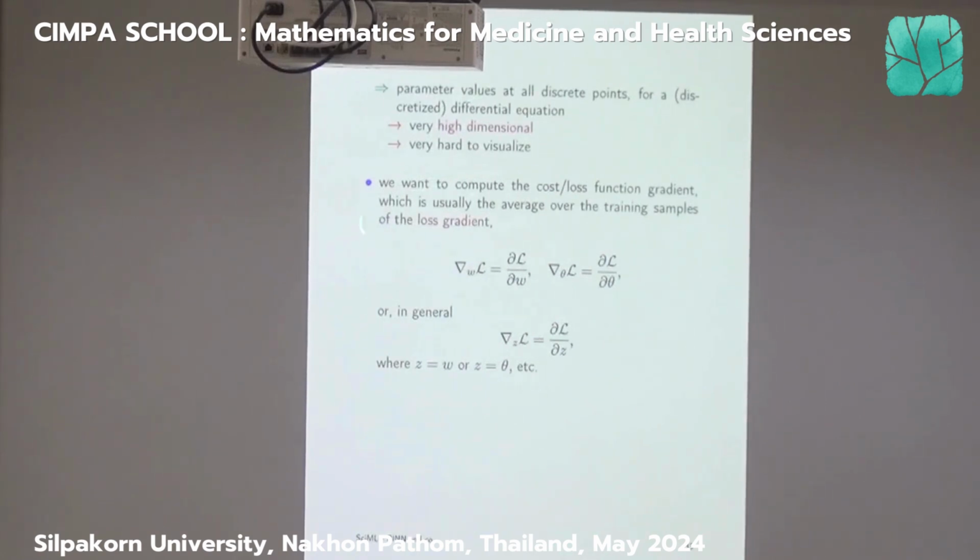And then, very high dimensional, hard to visualize, but we usually want to compute the loss gradient. So we have the gradient with respect to W of L, which is just dL/dW, and the gradient with respect to theta of L. Or in general, I can just say gradient with respect to Z, where Z equals W, Z equals theta. So this is a very, very general approach which can be used to minimize or solve a function, either with a data loss or with a physics loss.